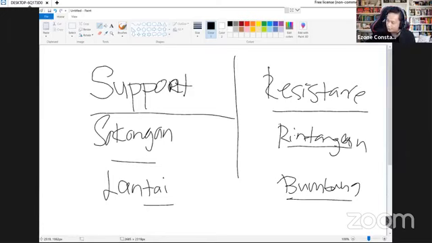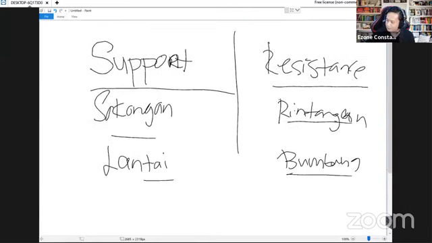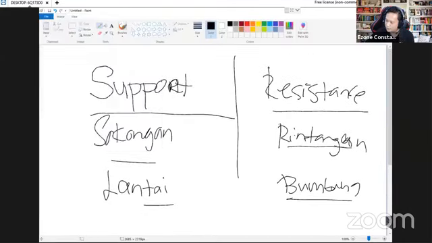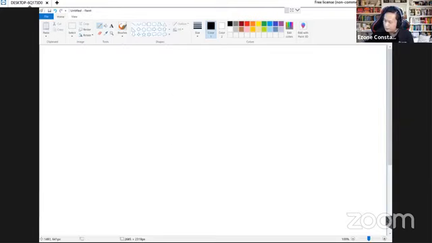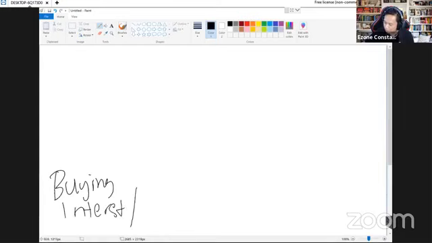Let me begin right here with support and resistance. You need to understand the basic economics of demand and supply. So let's talk about this first: buying interest, or buying pressure, a high interest in buying.